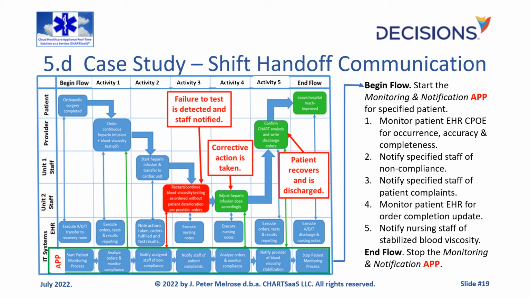Begin flow, start monitoring and notification app for a specified patient. 1. Monitor patient electronic health record computerized physician order entry for occurrence, accuracy, and completeness. 2. Notify specified staff of noncompliance. 3. Notify specified staff of patient complaints. 4. Monitor patient EHR for order completion update. 5. Notify nursing staff of stabilized blood viscosity. And end flow, stop the monitoring and notification app.